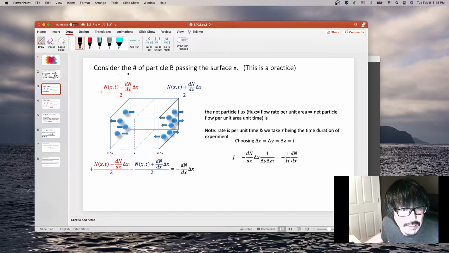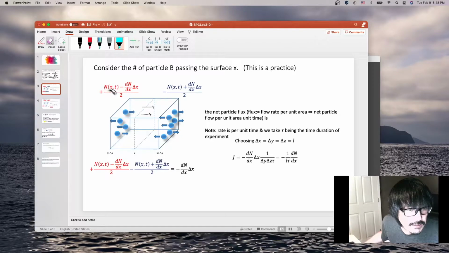So consider the number of particles B passing the surface X. We are trying to count the number of particles that are passing this surface right here. There are two surfaces sandwiching this surface. If you think about this surface right here, it's positioned at x minus delta x, so the delta x goes that way, right? And then you think about the number of particles on that spot.